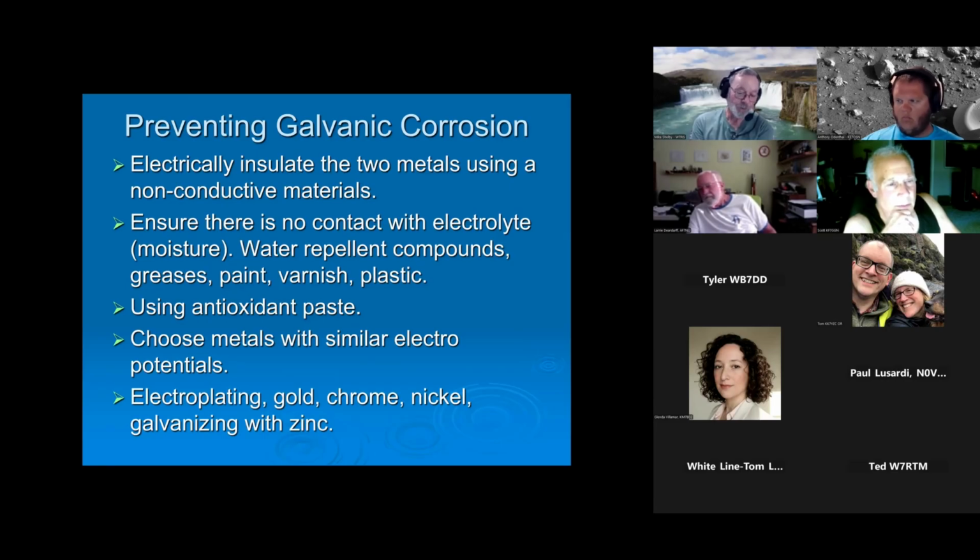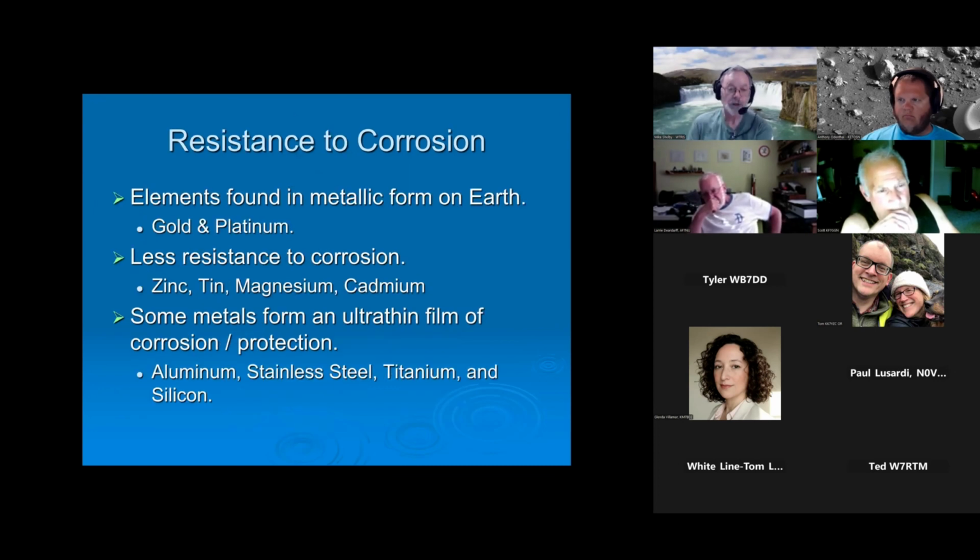Electroplating. Here's another way, where in other words you put thin layers of different kinds of metals together that by themselves or one into the other don't play together, but you do a step process like gold, chrome, and nickel, galvanizing with zinc. So if you lay down, well, let's see, I've got another slide here for assistance. So elements found in metal from the earth. Well, actually, I guess it's another slide that's coming up here.